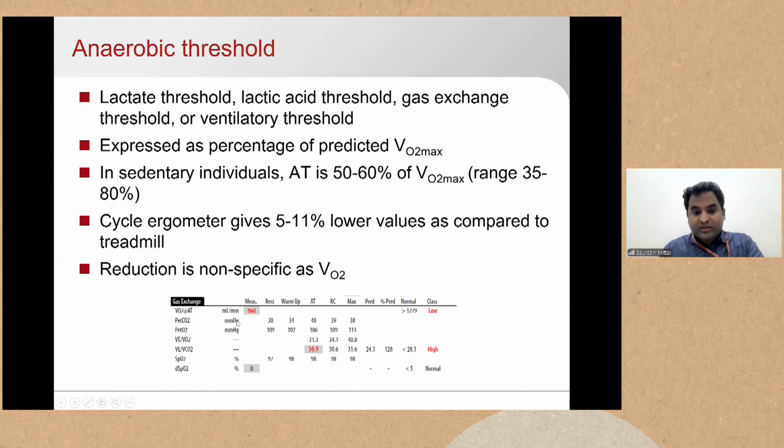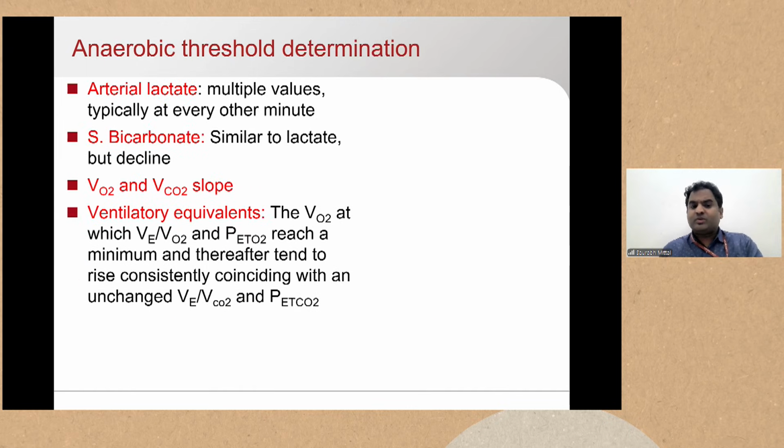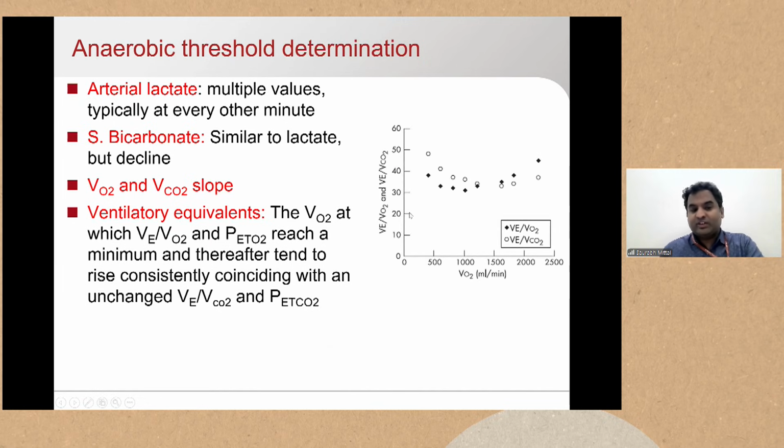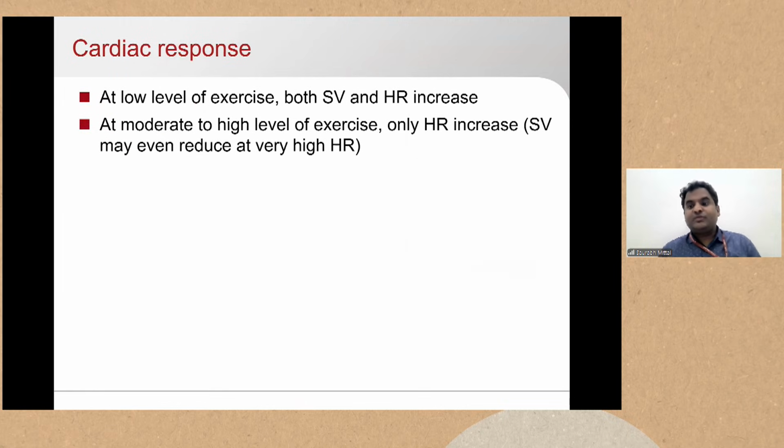So on the report, you can see the value given here is 960 for this individual. This has to be divided by the predicted VO2 max to calculate the percentage of anaerobic threshold. Anaerobic threshold, as I discussed, can be measured in multiple ways. The easiest one is where the VCO2 actually exceeds the VO2, but there are other measures as well, like the ventilatory equivalents, which I will discuss in the next slides. Now, this was the ventilatory part.